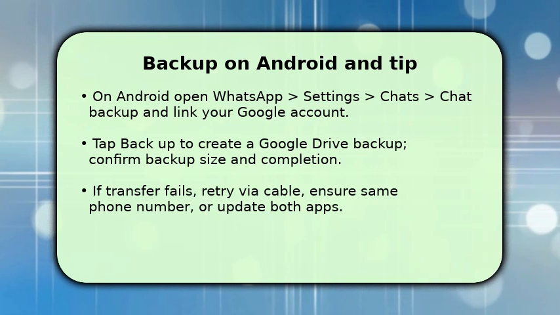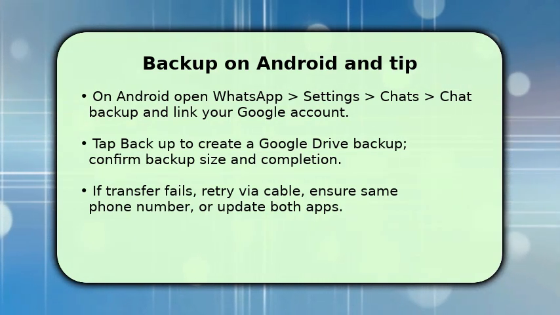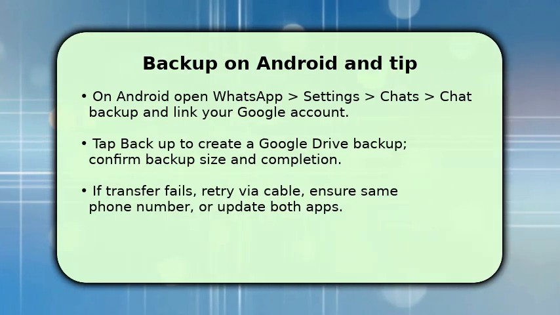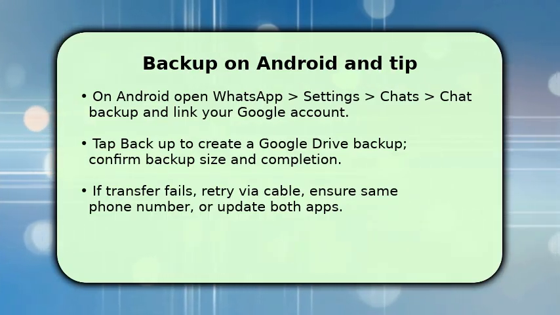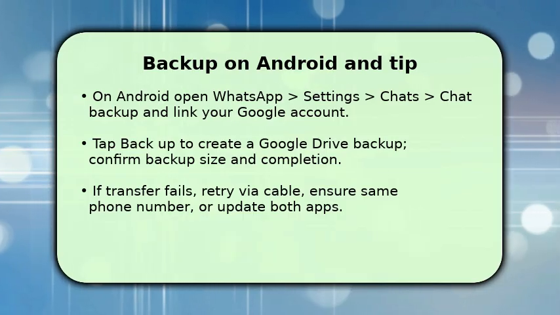After the chats appear on Android, open WhatsApp settings, go to Chats, then Chat Backup, and sign in to the Google account you want to use. Tap Backup and choose Google Drive as the destination. This creates regular cloud backups going forward.